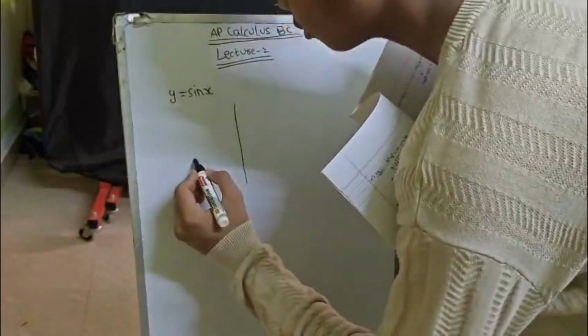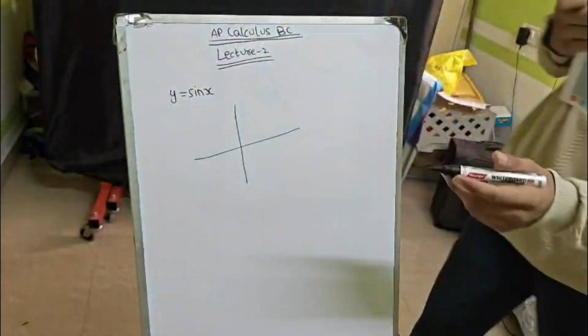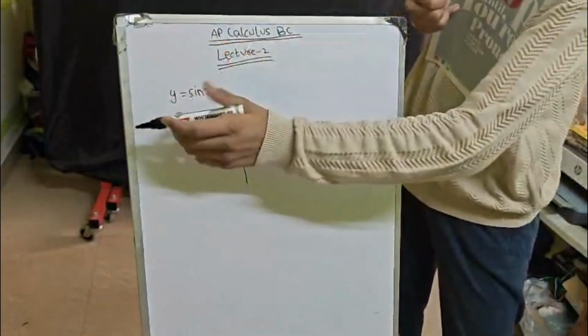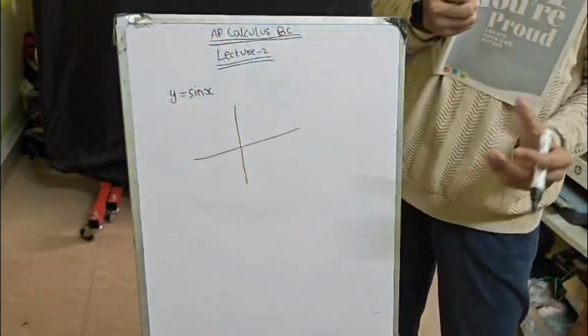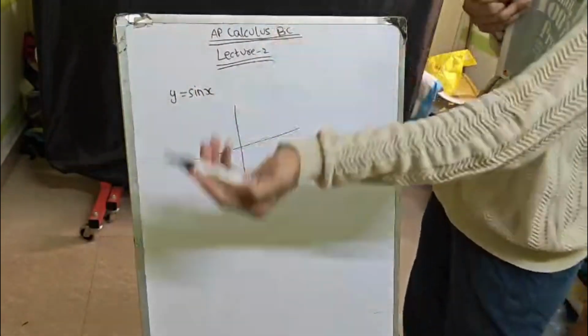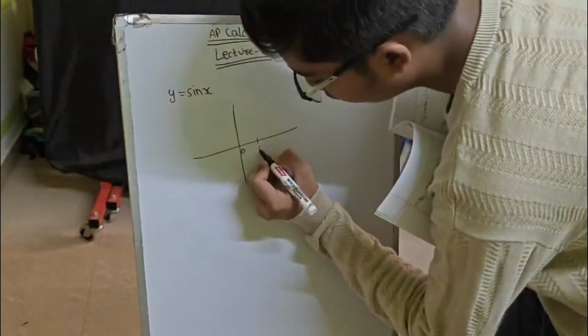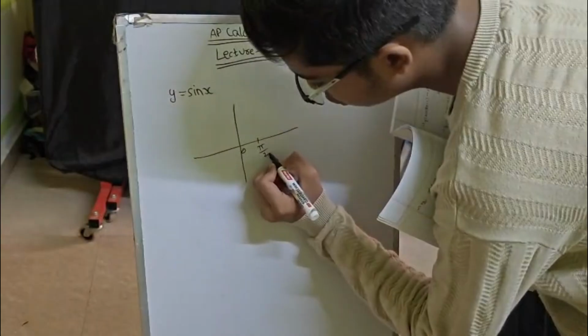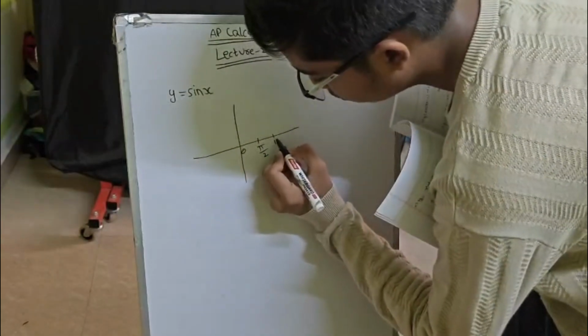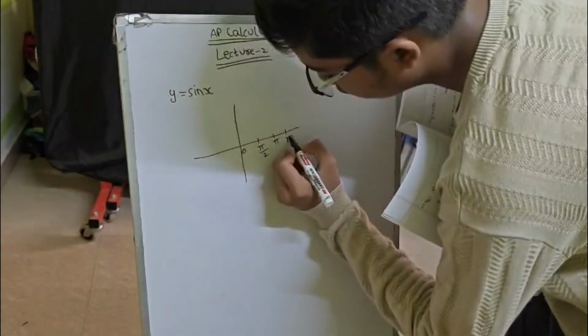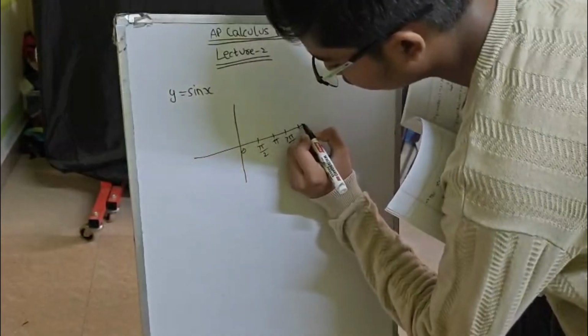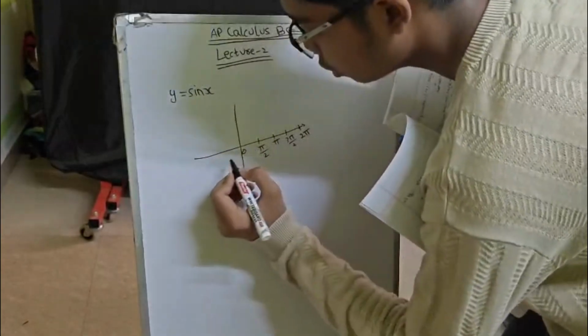Now let's just draw a graph. First of all, many people memorize how to draw these graphs, but you don't have to. If you know the values, you can directly graph it. So let's say 0, pi by 2, pi, 3 pi by 2, 2 pi. And same on the negative side.